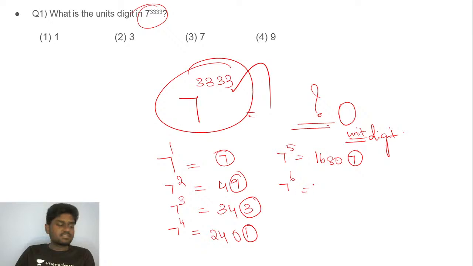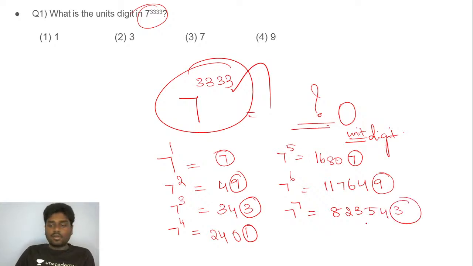And if you go for 7 power 6, it will give you 1,17,649. And 7 power 7 will give you 8,23,543. So guys, listen carefully. What you can clearly understand here is, if you closely observe the pattern, for every 4 terms the unit digit repeats itself. For example, for the first 4 terms you got the unit digits 7, 9, 3, 1. For the next 4 terms, 7 power 8 again gives the unit digit 1.